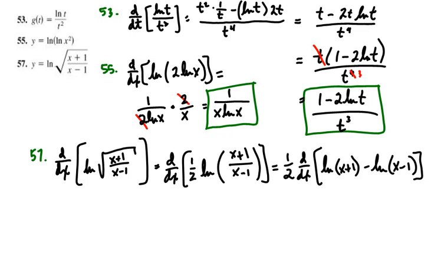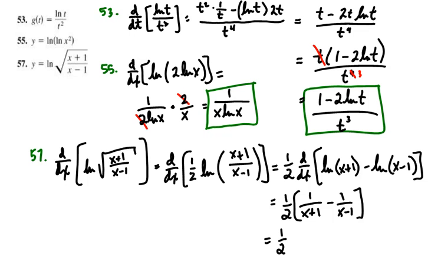So I have a half times the derivative of the natural log of x plus 1 minus the natural log of x minus 1. And you're going to see how easy this is. We have 1/2 times the derivative of the natural log of x plus 1 is 1 over x plus 1 times the derivative of x plus 1, which is just 1, so that's all there is. And then the derivative of natural log of x minus 1 is 1 over x minus 1 times the derivative of x minus 1, which is also 1. So we end up with 1/2 times 1 over x plus 1 minus 1 over x minus 1.